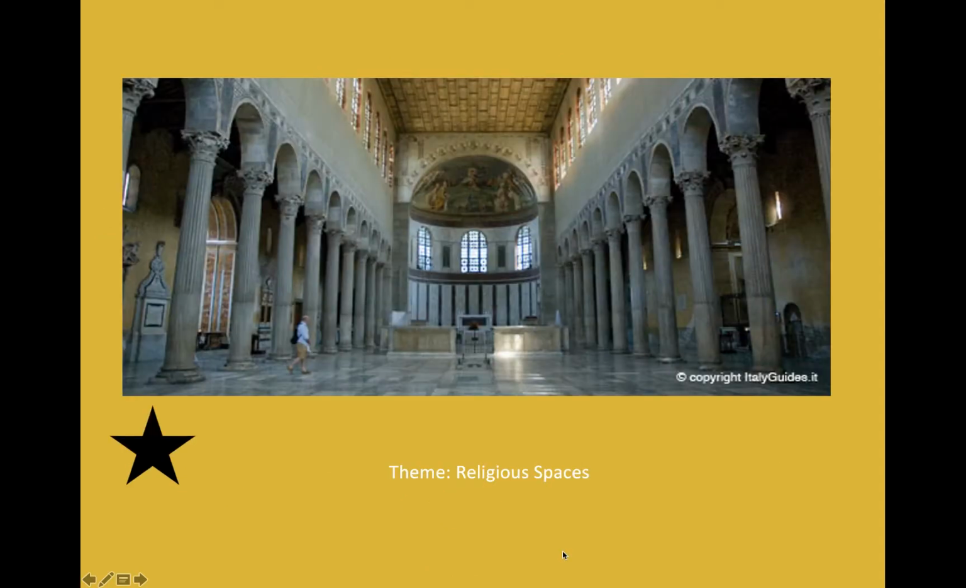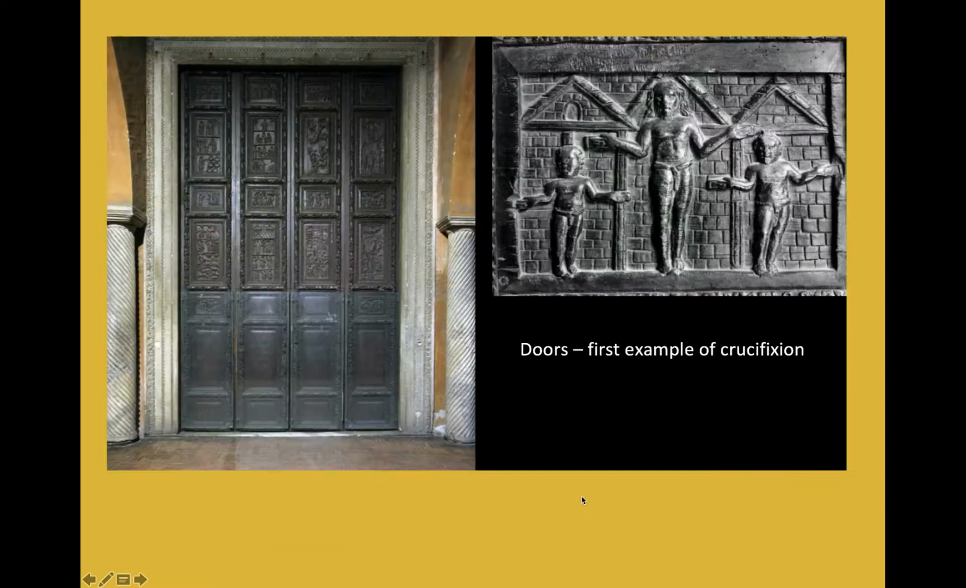So let's go back inside. And this is how you see that apse again, the side aisles, the spolia that was stolen from the Temple of Juno. Okay. Your theme here, just religious spaces. Super easy. Okay. And we're going to go one more.